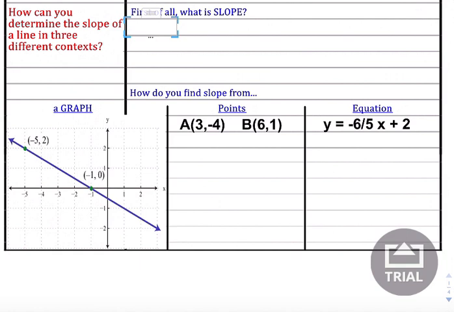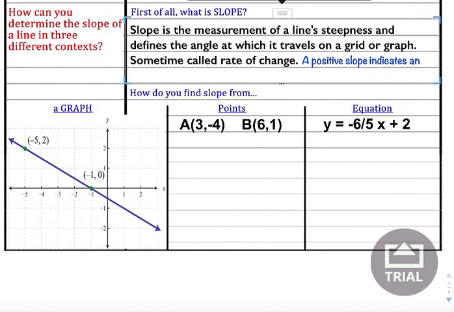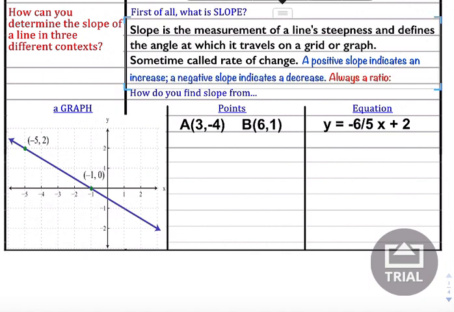First, let's just talk about slope as a thing. This is a reminder, probably from previous grades, but when you're talking about a slope, we're just talking about the measurement of line steepness, which tells you a lot about the line itself. We're going to be on a grid, on a graph, and that's where we're going to be doing our work for the time being.